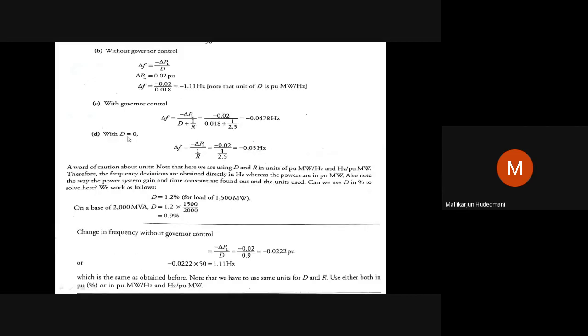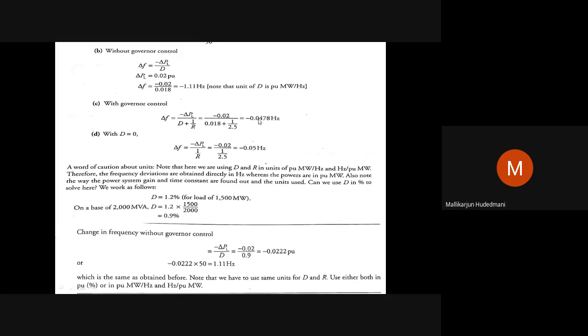In this context, the next case study says there are no frequency dependent loads. What will be the response of the particular area? You can see here, when D is 0, with no frequency dependent load, delta F is minus delta PL divided by 1 by R plus 0 D. D is 0. So this would reflect minus 0.05 hertz, very close to the governor control. It means the frequency sensitive loads are very less sensitive in this area. Their impact is very negligible.